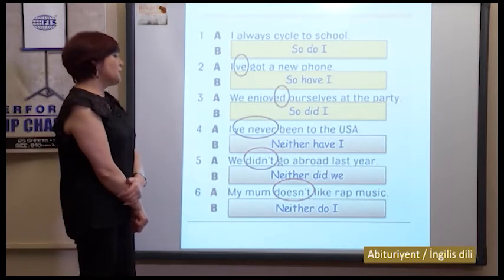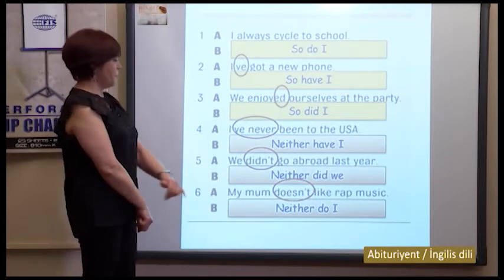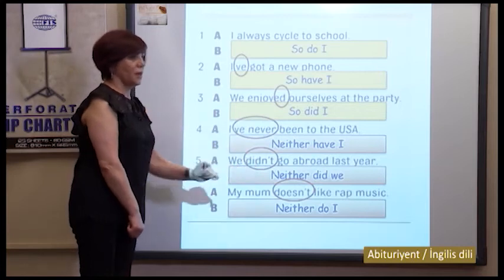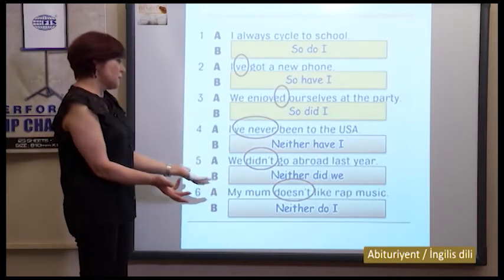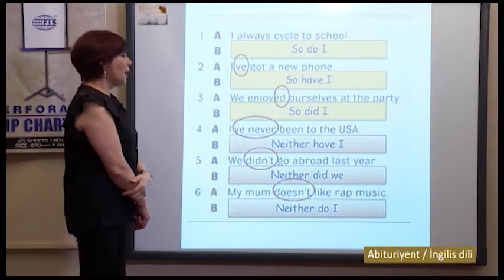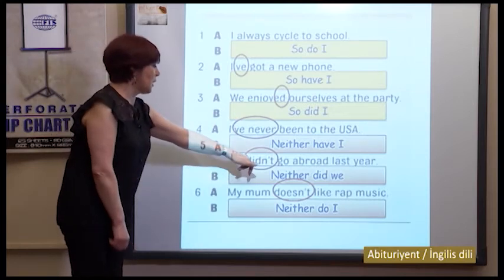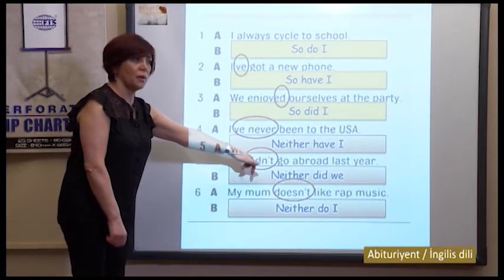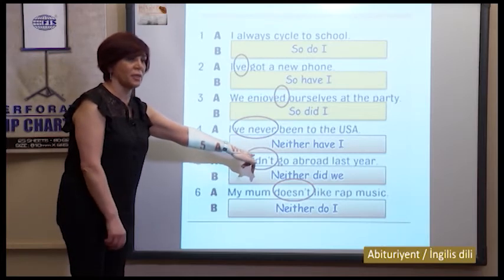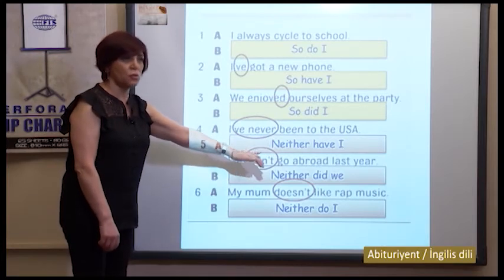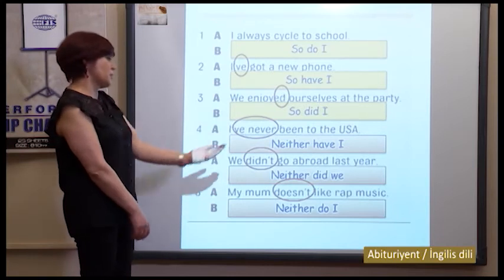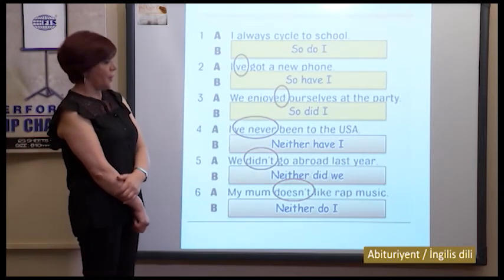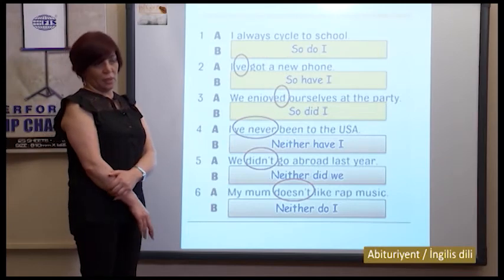5, we didn't go abroad last year. You say it is in the negative and it is in the past, and someone says, neither did we. Why did? To make its negative form, we use auxiliary do in the past because the sentence speaks about last year. Neither did we. Then what about the full sentence? We didn't go abroad last year either, but not too.